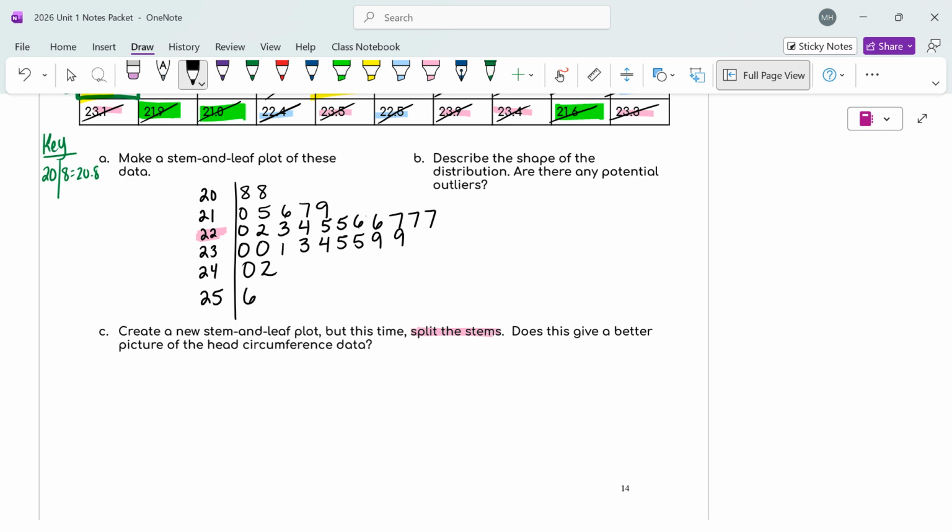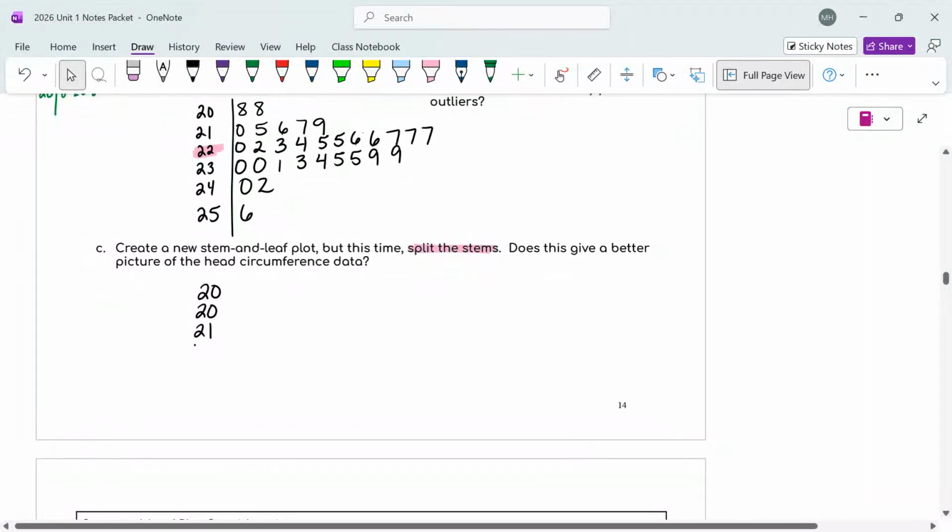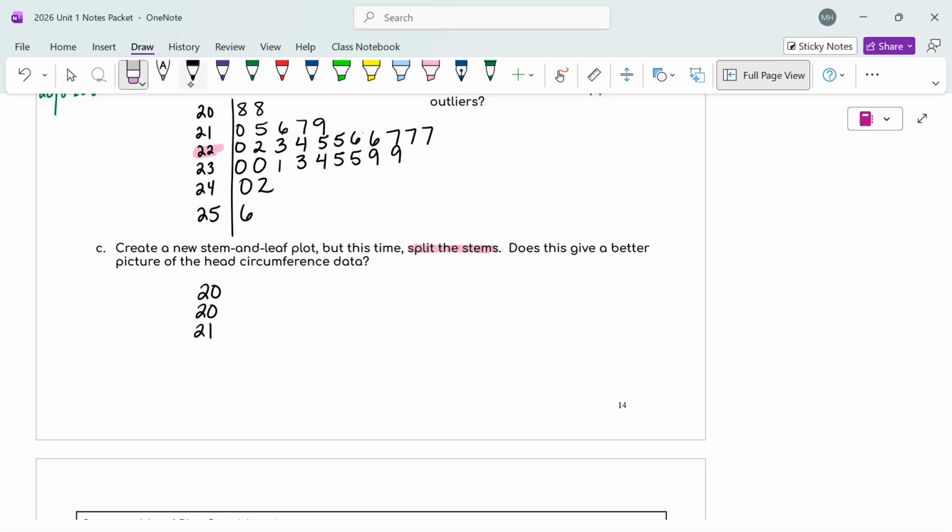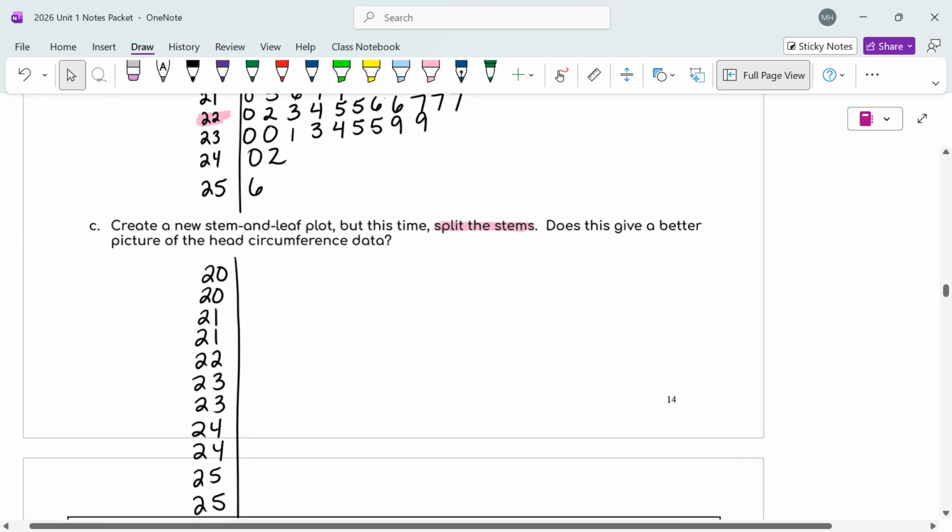So that would mean, instead of having one 20, you'd have two 20s, two 21s, two 22s, two 23s, two 24s, two 25s. So you double the amount of stems you have with the same number. Write each number twice. Okay.